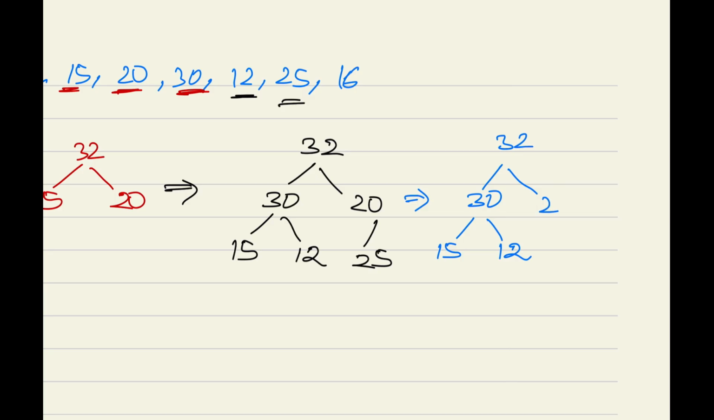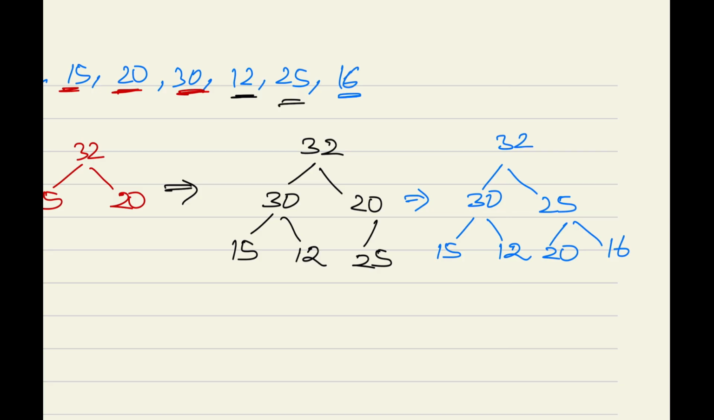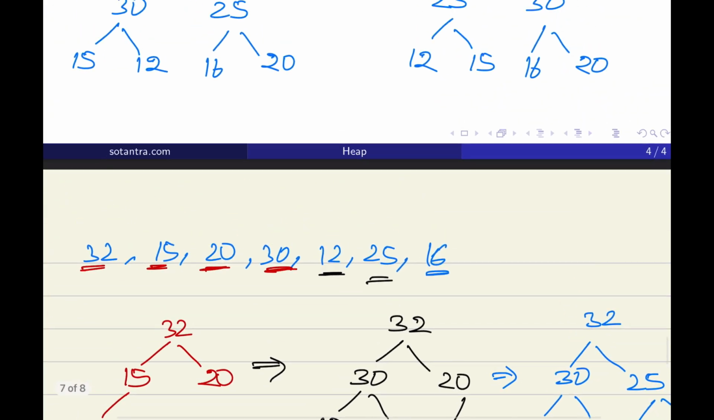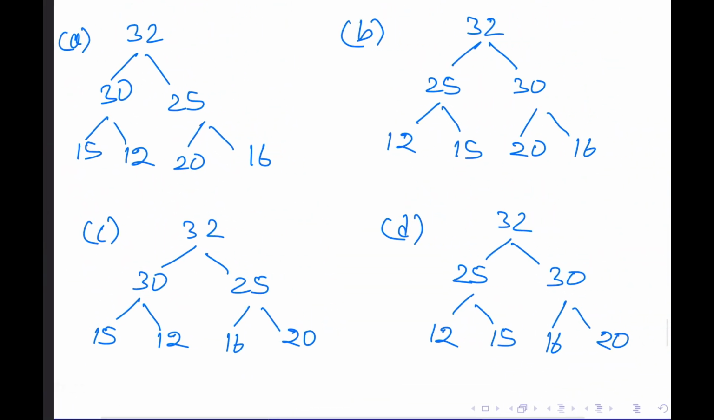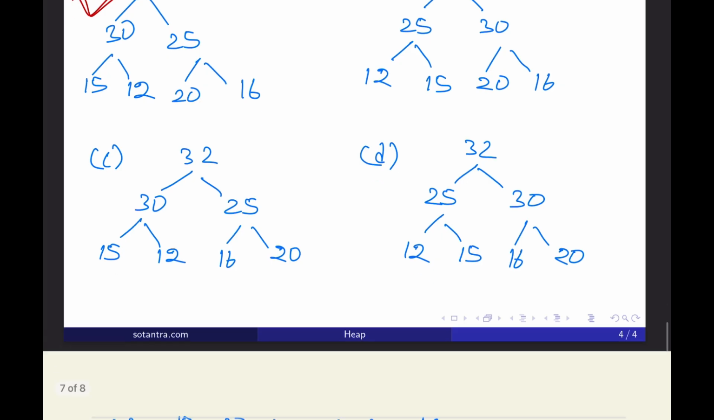25, then 20. Okay, now the next element, that is 16. So 16 should be inserted here. After insertion we have to verify the property. Yes, the property is satisfied. Now this is the resulting heap: 32, 30, 25, 15, 12, 20, 16. Here you can see option A is correct.